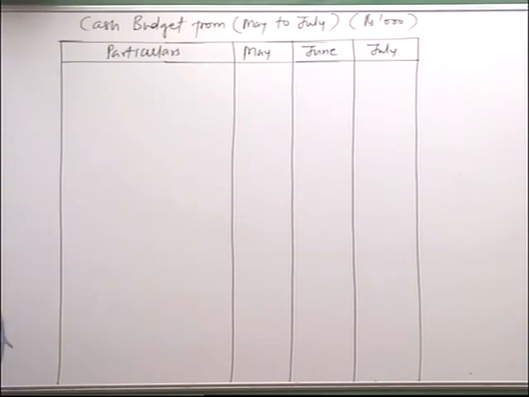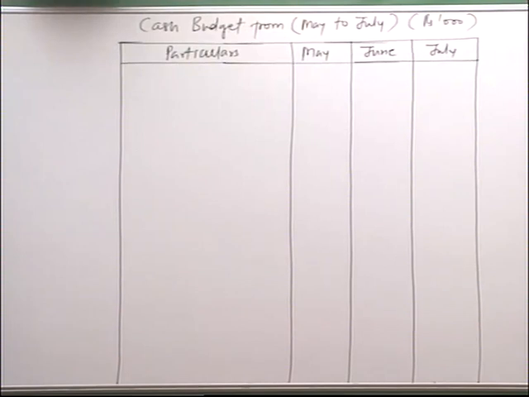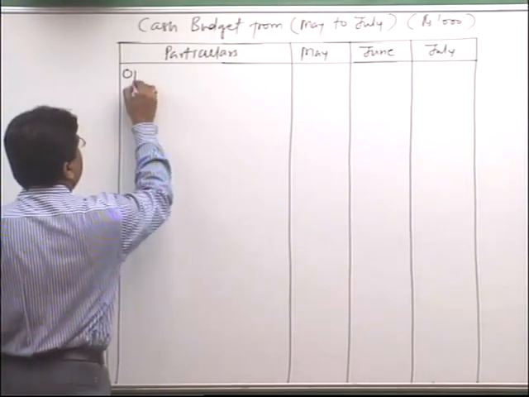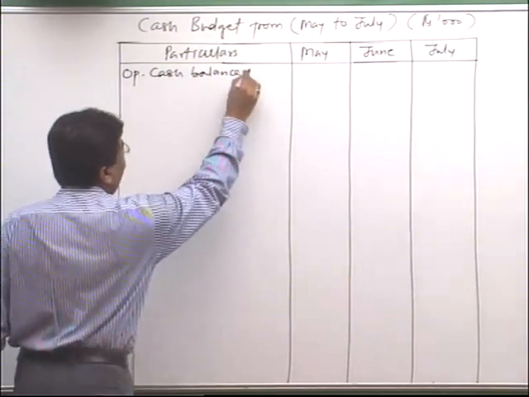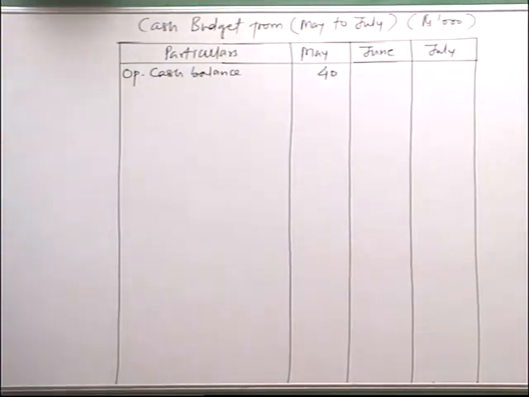We are writing rupees in thousand. All the students please see, we are taking rupees in thousand. Now first, opening cash balance. Opening cash balance is 40,000. So write 40.